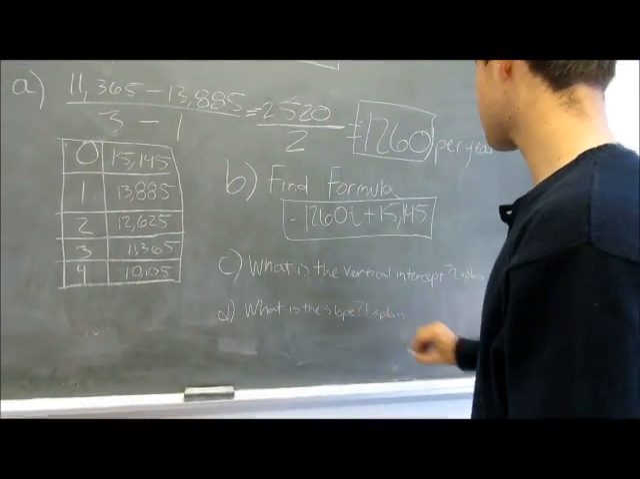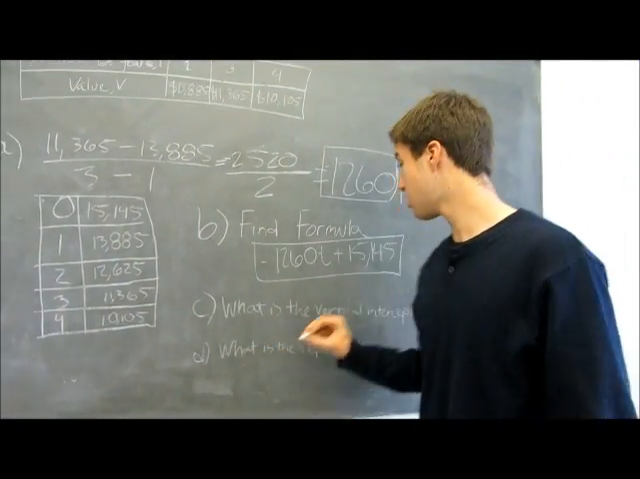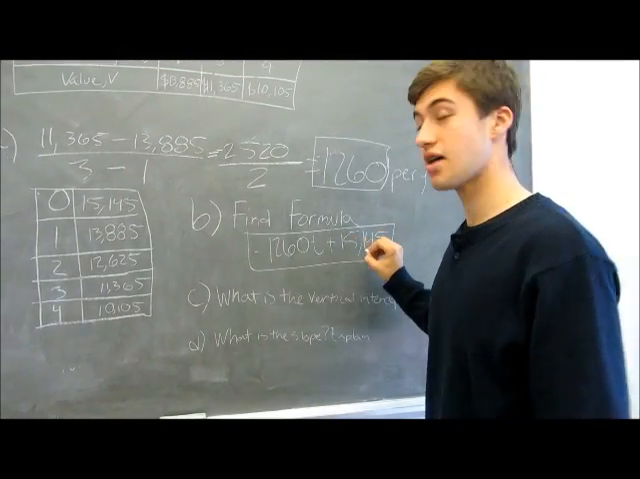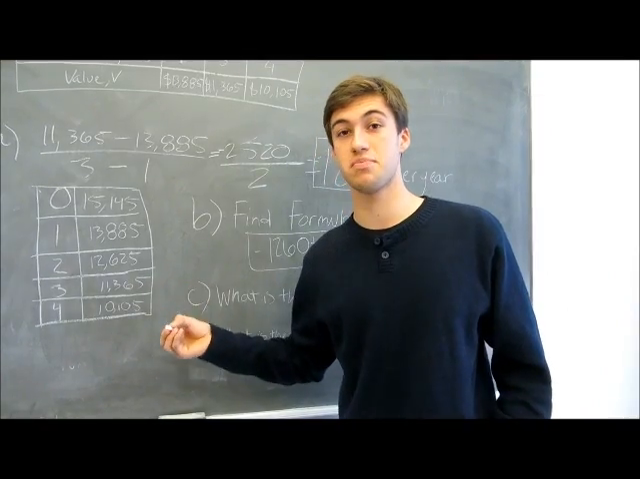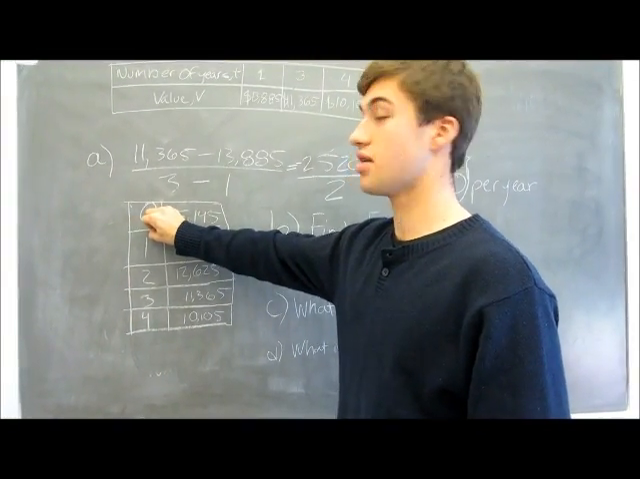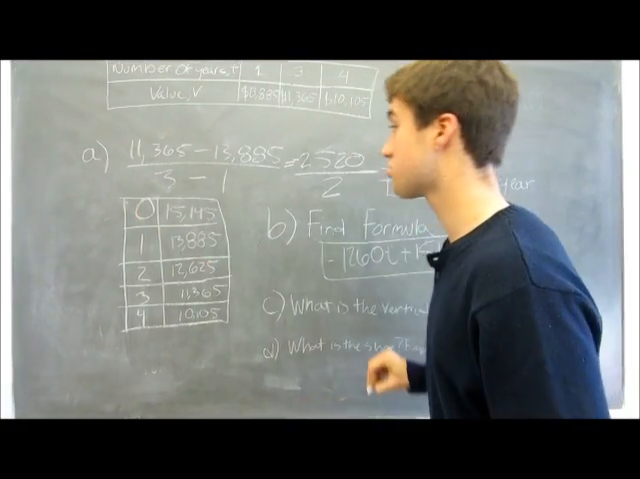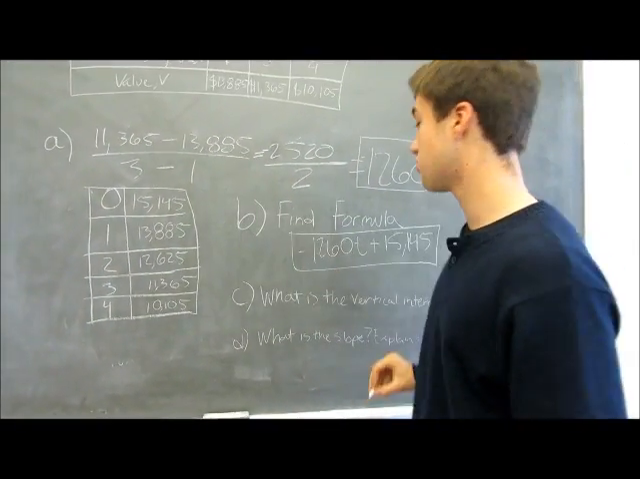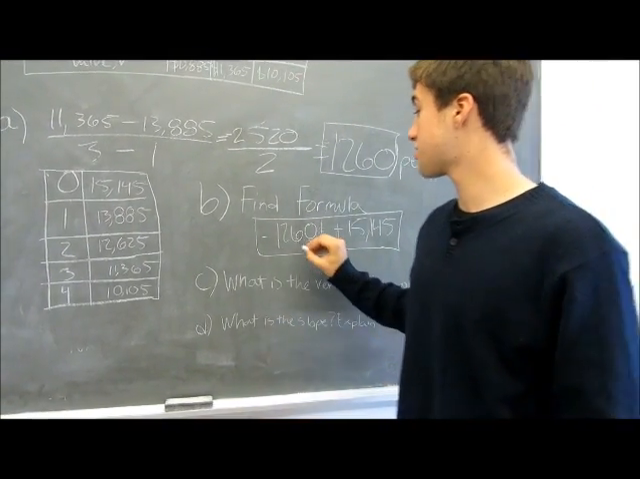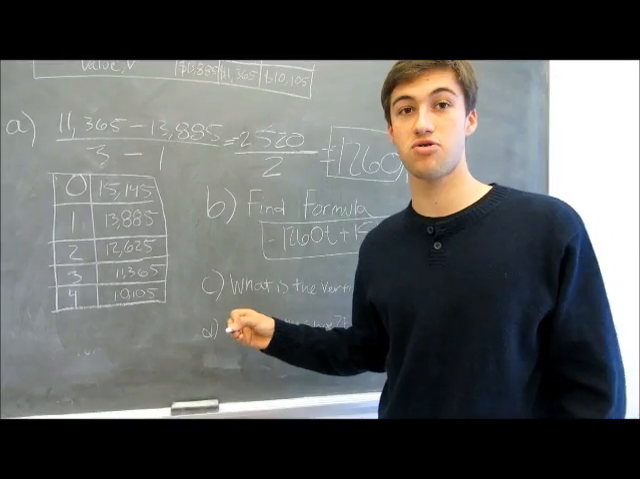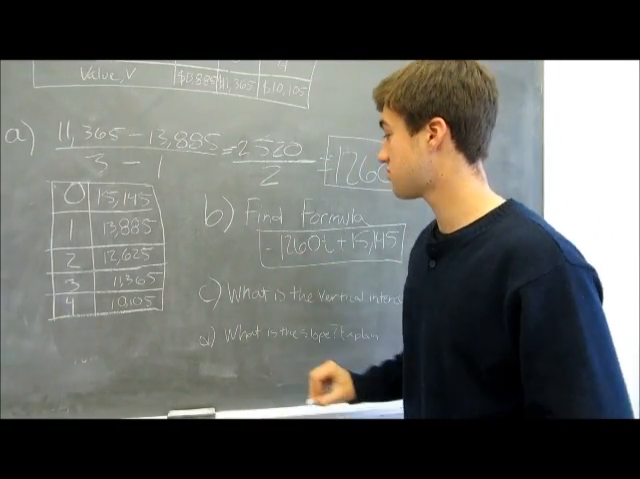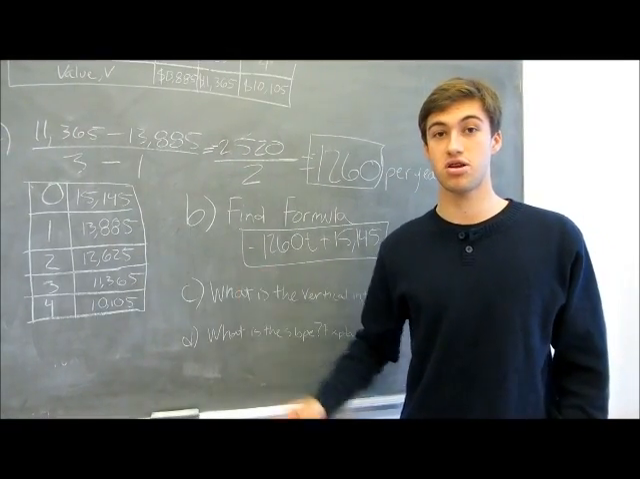For part C, it's asking what the vertical intercept is. Since the 15,145 is our starting point, it is our vertical intercept. That's where it meets the y-axis, so at 0, it starts at 15,145. And then for part D, what is the slope? The slope is basically the rate of change for a linear equation, and that is our negative 1260, because that's the rate it's decreasing by.